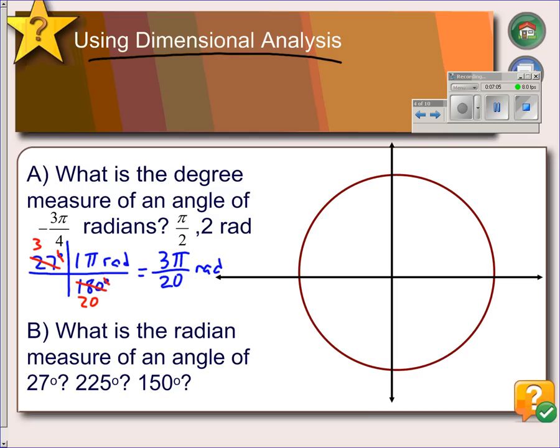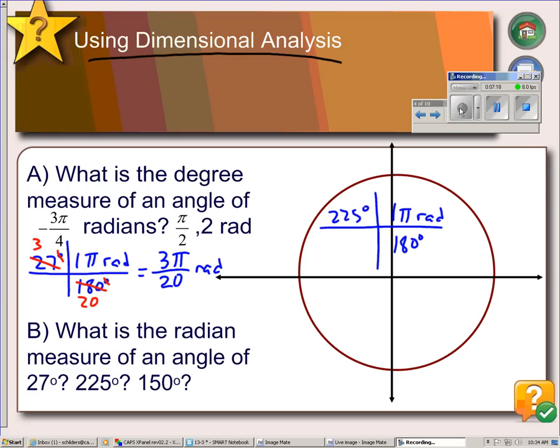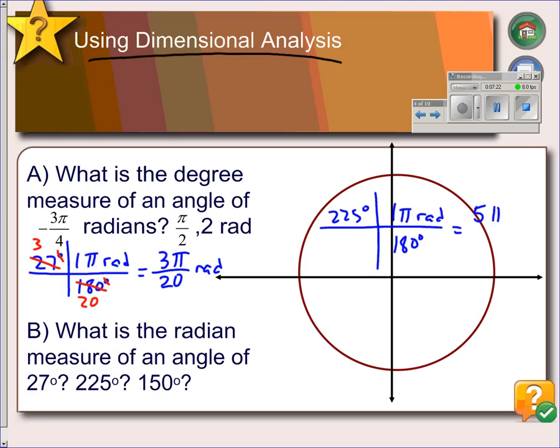225 degrees can be converted into radians using 180 degrees is equal to 1 pi radians. So in this case, we can simplify again, and this fraction will reduce to 5 pi fourths radians. And you could do the same thing with 150. Go ahead and try that if you would like. That'll be the end of this first video, and I'll see you in a few minutes.